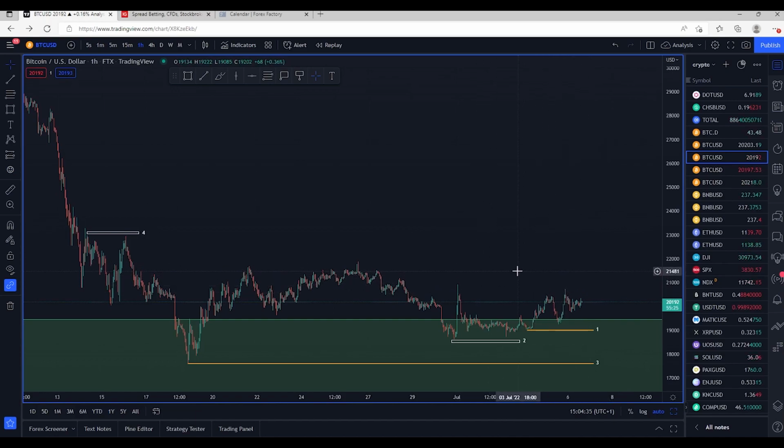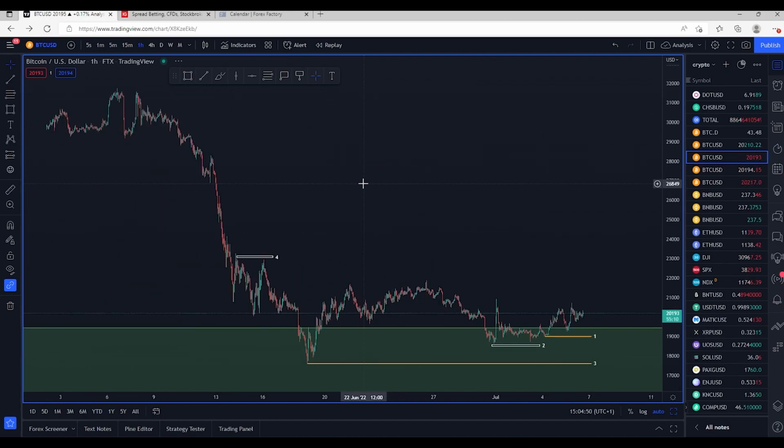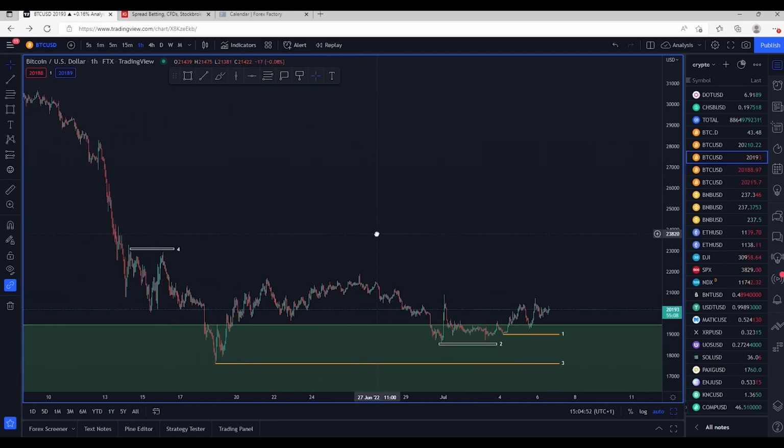But in the meantime, and let's just zoom in a little bit, if price comes down and trades to 1, the reaction at this point will tell us whether or not price is going to reverse, go higher, and start to try to drive towards number 4, which is up here. So the reaction at 1 tells us whether we're going to be basically going to 2, 3, or 4.